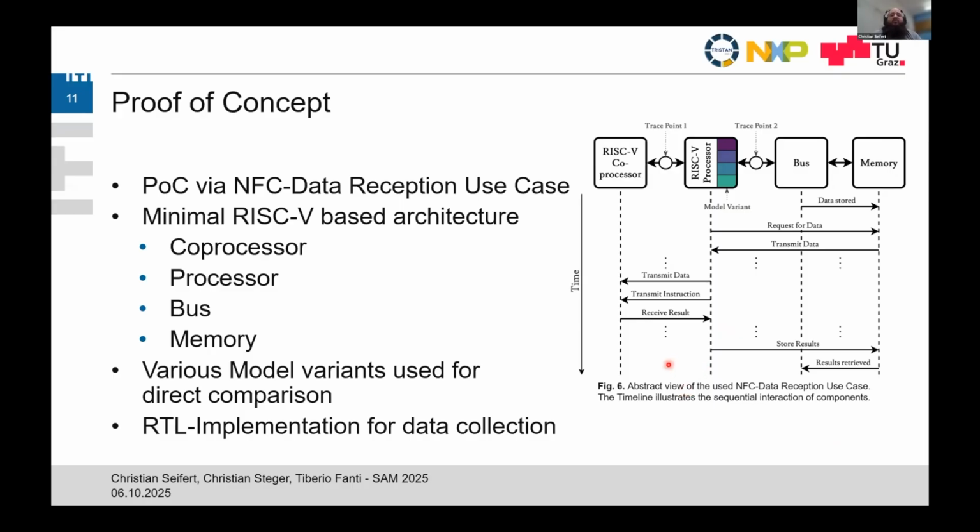The whole process starts off with the received NFC data being stored in the memory from an outside source antenna. This stored data is then requested by the processor and transmitted to it. The processor then analyzes the NFC data, and during this process, the coprocessor is interacted with in order to perform certain tasks with parts of the data. Ultimately, the data is stored back in the memory by the processor.